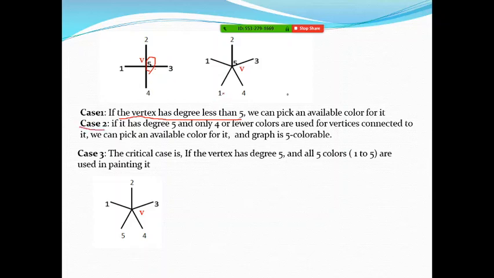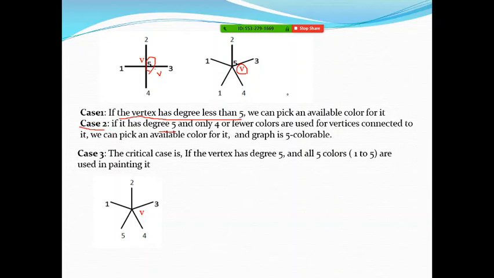Case number 2 is another simpler case. No doubt its degree is 5, but there are some permutation combinations, and not all 5 colors are being used for coloring these vertices. Means degree is 5, but still all 5 colors are not used, like these two. These were not adjacent, so they are assigned the color 1 only. Then we are left with the fifth color, so we can assign that fifth color to this vertex V. Whenever I say V, V means this added vertex. So this added vertex can be colored.